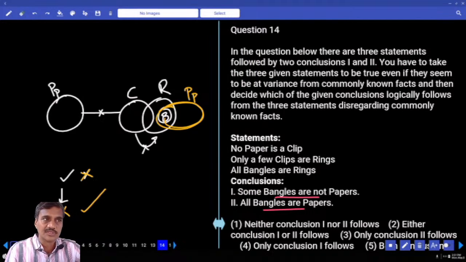And what is your answer? When the first one is true, the second is false. When the second is true, the first is false. Between these two, only one can be true. Both cannot be true at the same time. Hence it is either 1 or 2. Choice 2, question number 14.